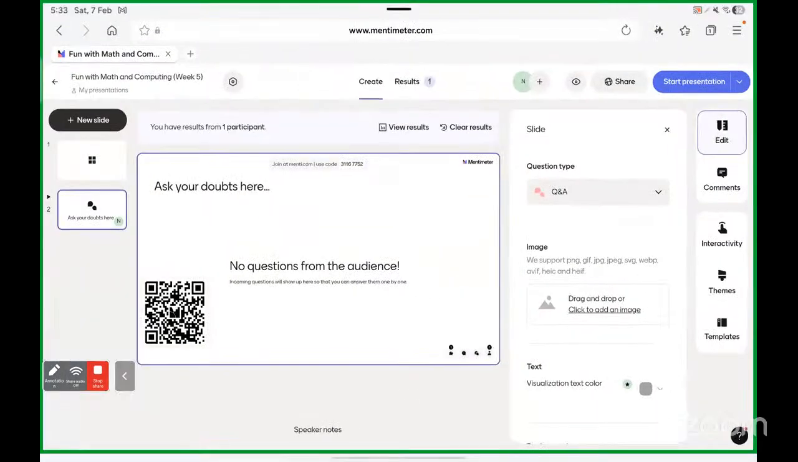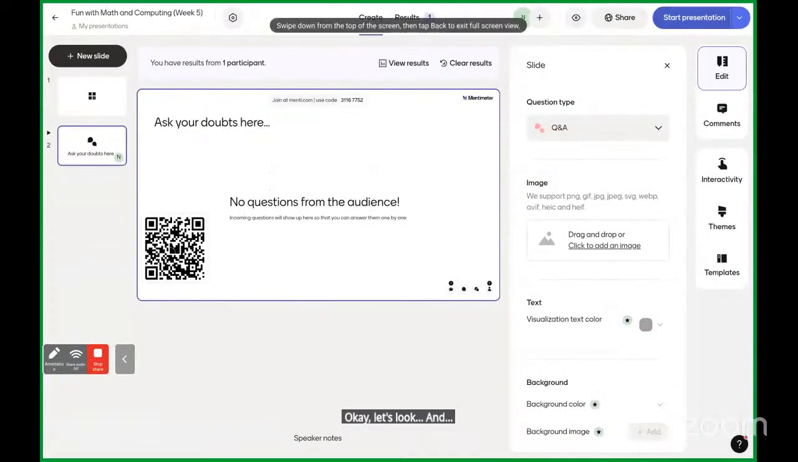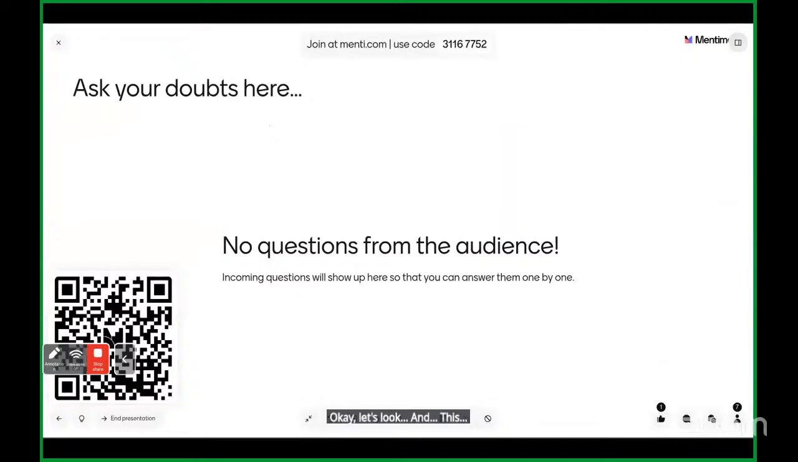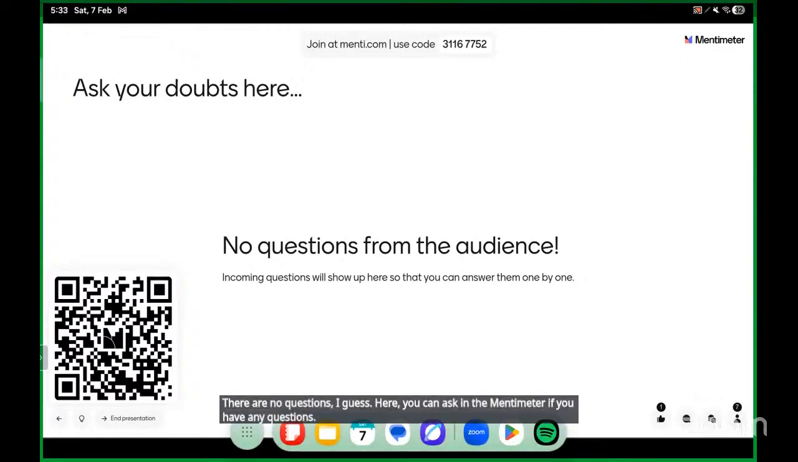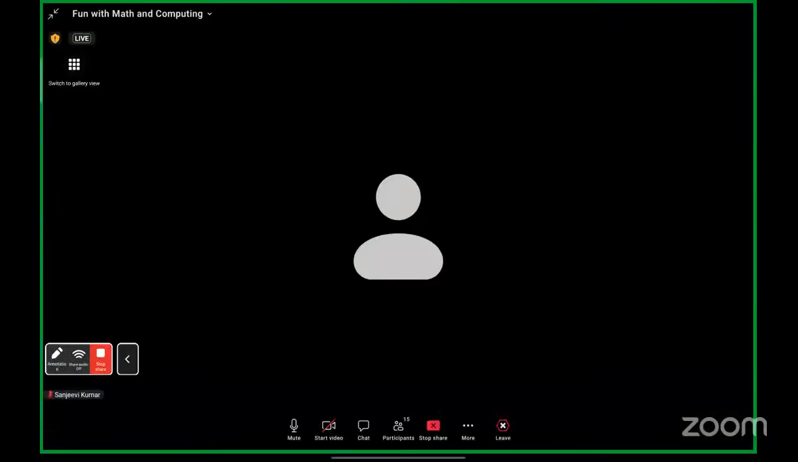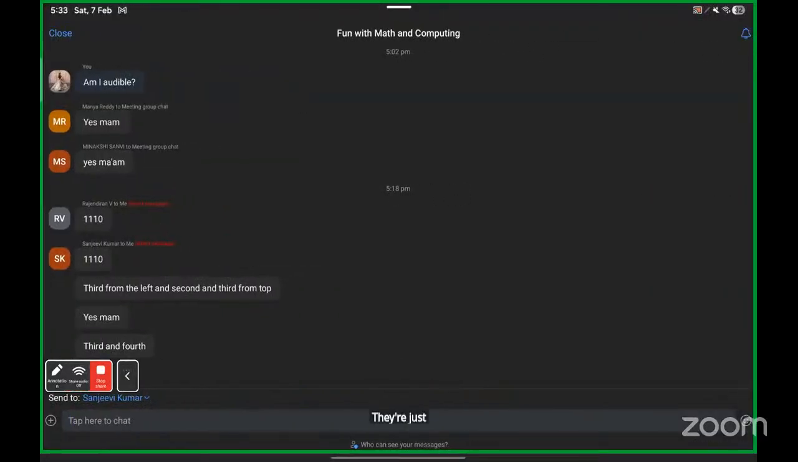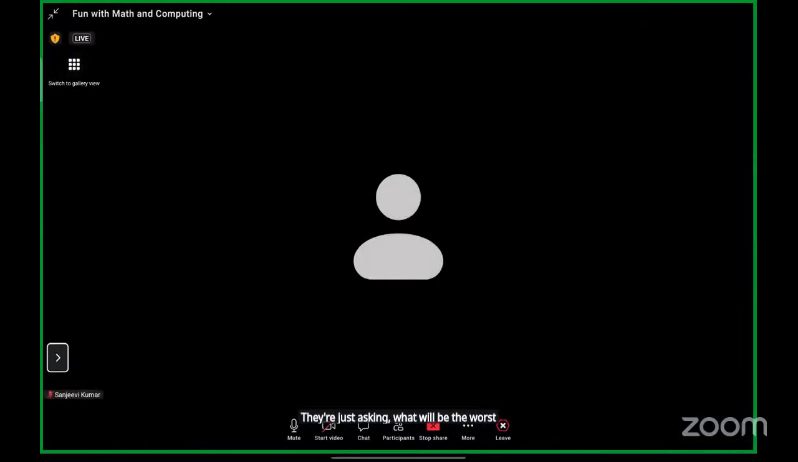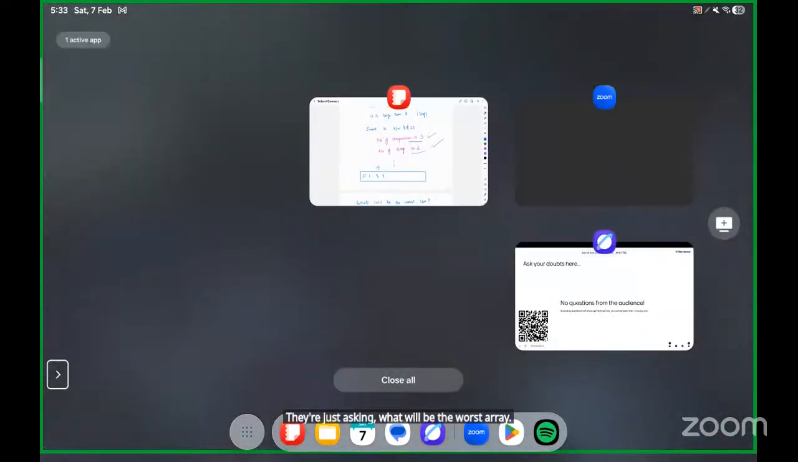Okay, let's look at this. So there are no questions, I guess. Here you can ask in the Mentimeter if you have any questions. They're just asking what will be the worst array which can increase the number of comparisons and swaps.